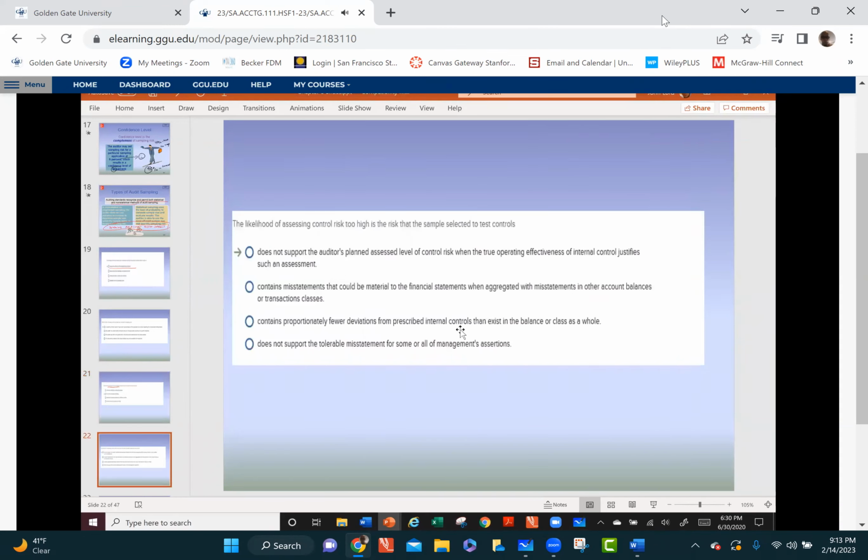Okay, the likelihood of assessing control risk too high is the risk that the sample selected to test controls does not support the auditor's planned assessed level of control risk when the true operating effectiveness of the control justifies such an assessment. So what does that mean in English? Based on our obtaining understanding, we looked at the design, liked it. We looked to see if it was implemented, liked it. We said, hey, we think we can support a low control risk.